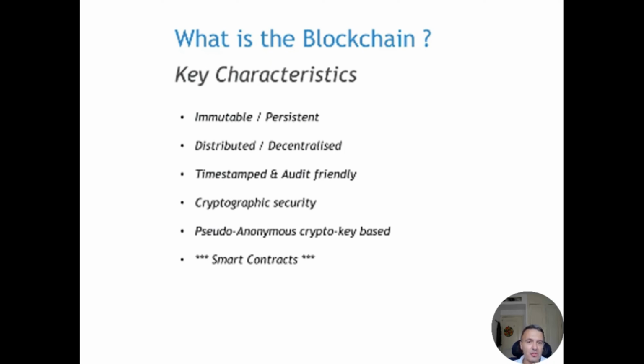The next characteristic: distributed and decentralized. Whenever a user initiates a new transaction, it gets validated by a network of computers or nodes, it gets distributed, and the transaction gets recorded into the blockchain. So every node of the network whose task is to validate transactions will receive identical copies of the same blockchain. That's what we mean by distributed and decentralized.